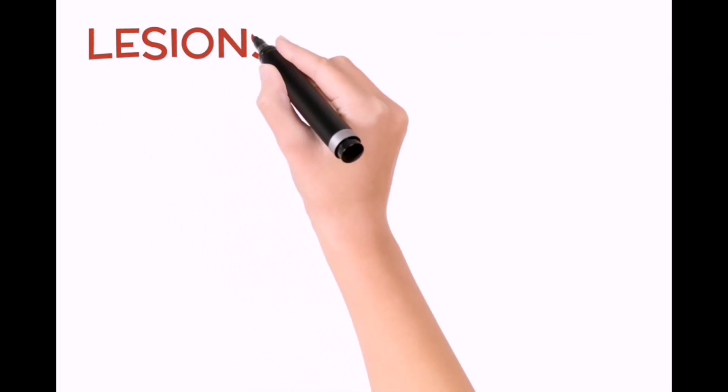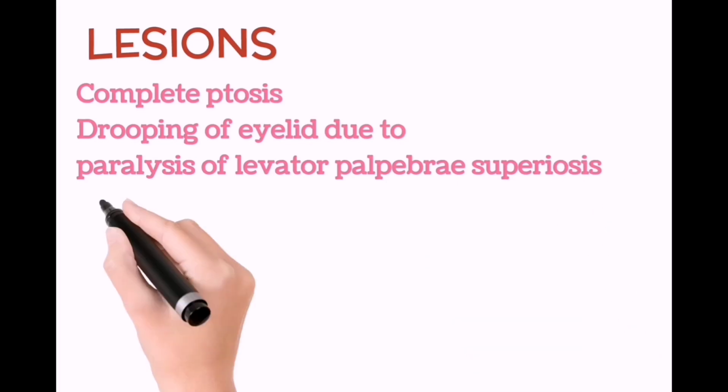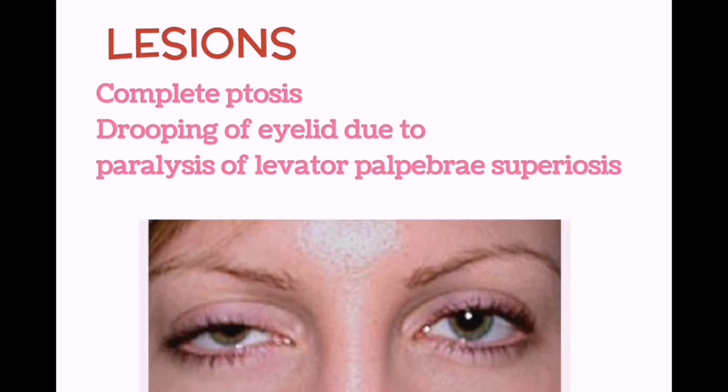Let's talk about the lesions. The first one is complete ptosis, drooping of the eyelid due to paralysis of the levator palpebrae superioris. The levator palpebrae superioris is a part of the upper eyelid. It is involved in blinking and is supplied by the somatic motor nucleus of cranial nerve number 3. So a lesion of cranial nerve number 3 will affect it and cause drooping of the eyelid. In this picture, the right eye has complete ptosis.